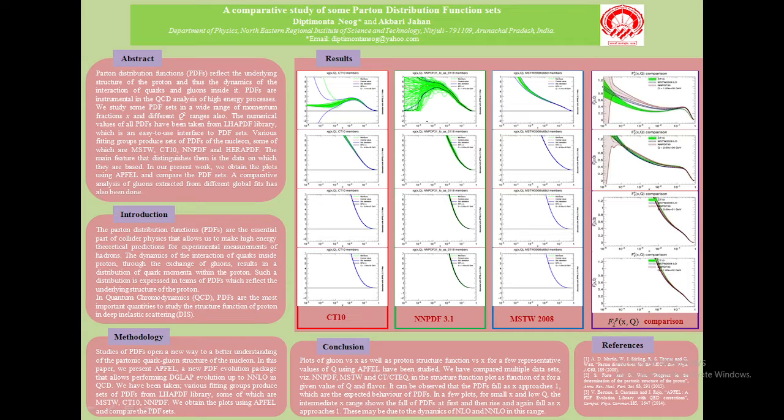And also, the PDFs rise with Q at small x, where the sea quark dominates, and fall with Q at large x, where the valence quark dominates.